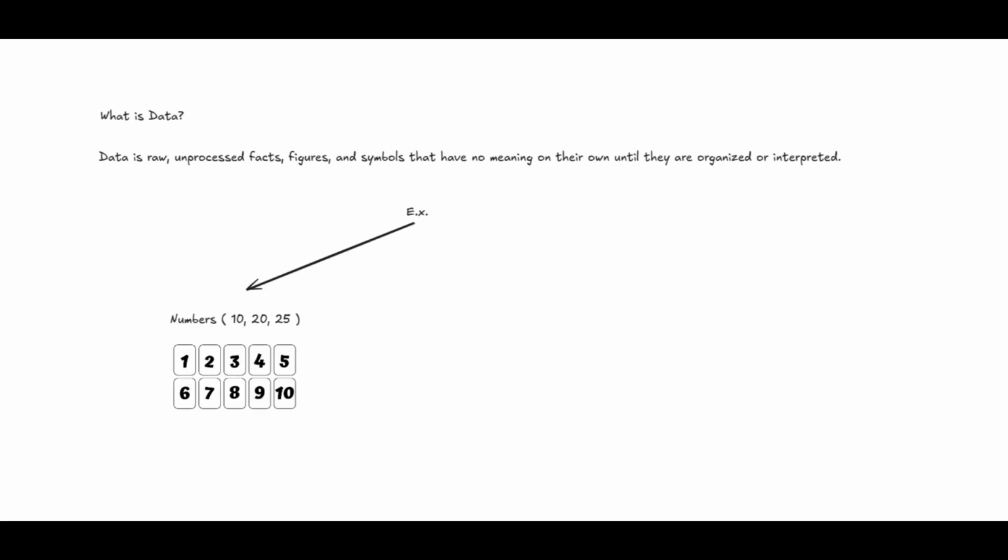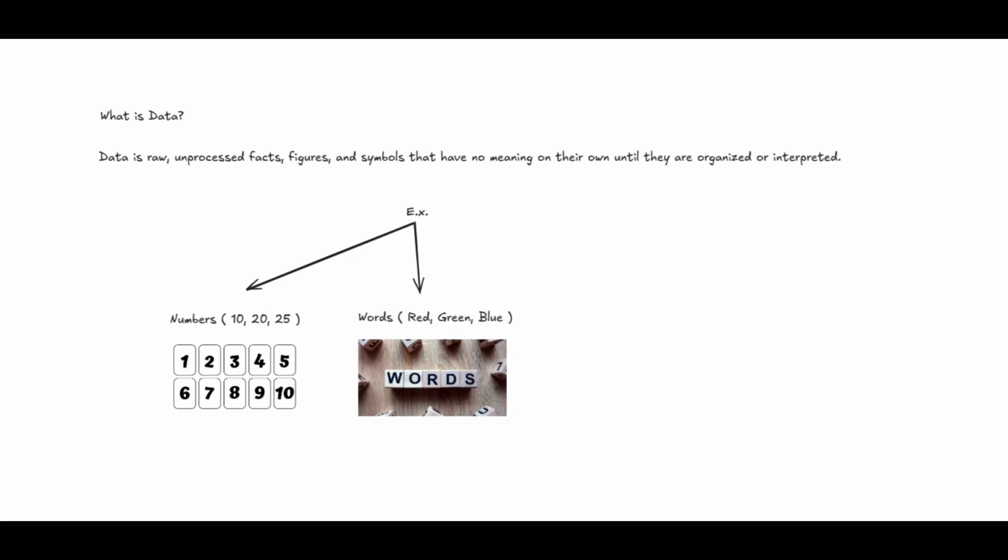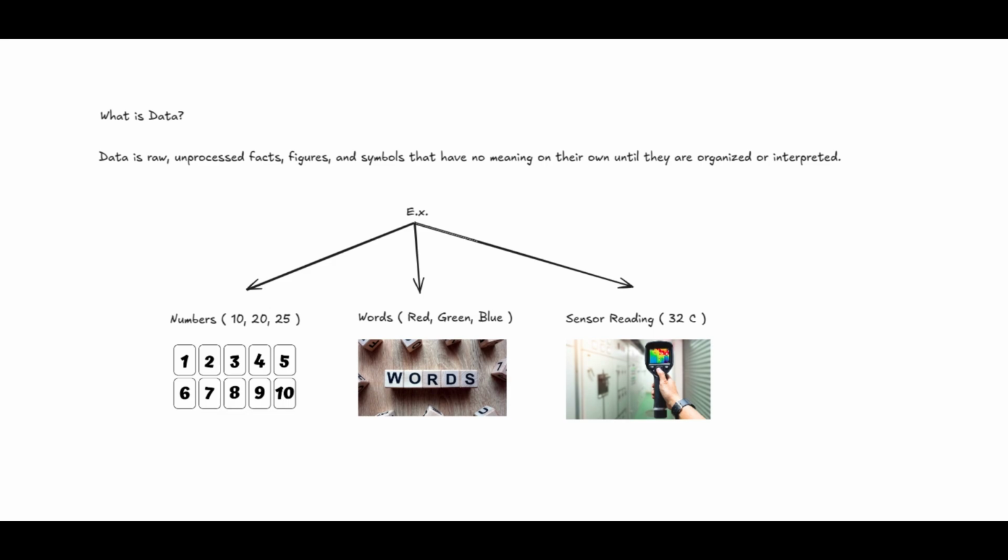Let's look at some examples of data. Data can appear in many forms: numbers, words, or sensor readings. For instance, take the numbers 10, 20, 25. On their own, they don't really tell us anything meaningful. They're just numbers without context.